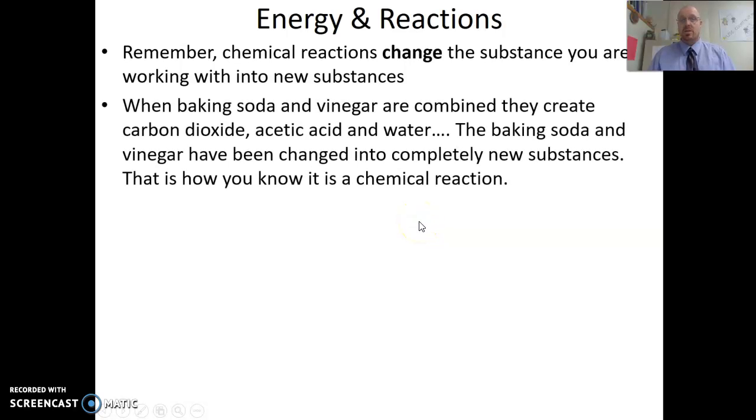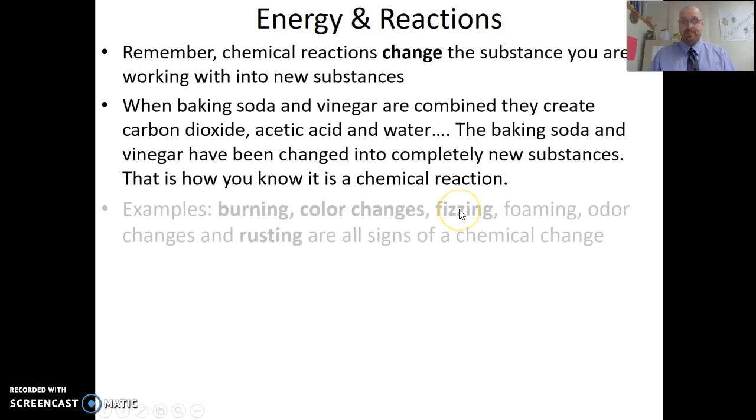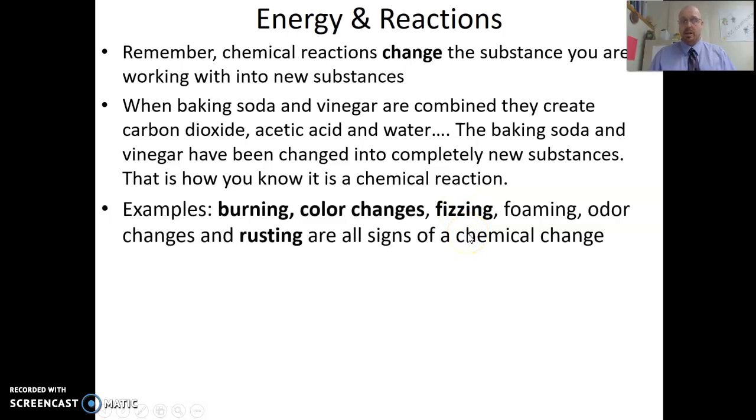For instance, when baking soda and vinegar are combined, they create carbon dioxide, acetic acid, and water. The baking soda and the vinegar have been changed into completely new substances, and that's how you know it's a chemical reaction. For example, burning, color changes, fizzing, foaming, odor changes, rusting, these are all signs of a chemical change. We talked about this a couple months ago when we talked about the difference between chemical changes and physical changes.